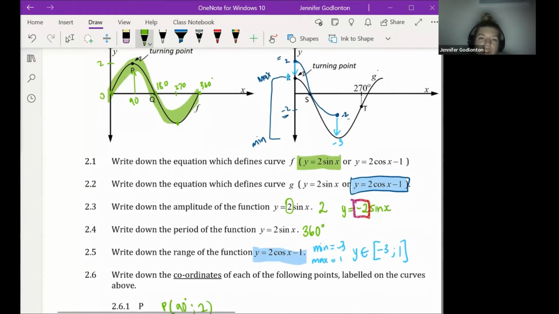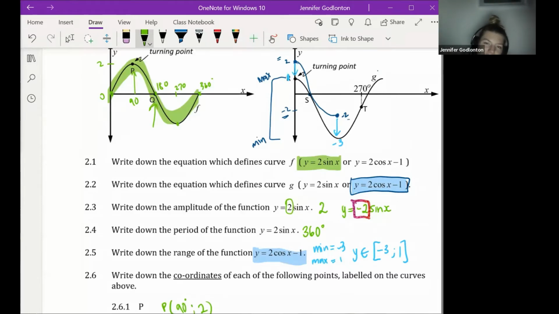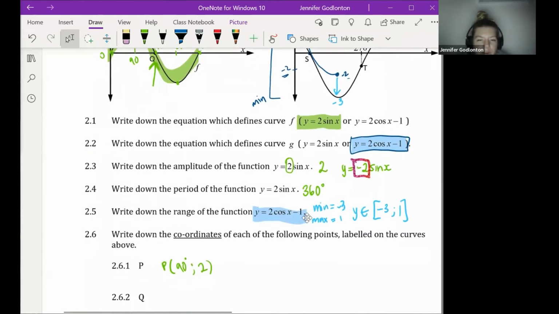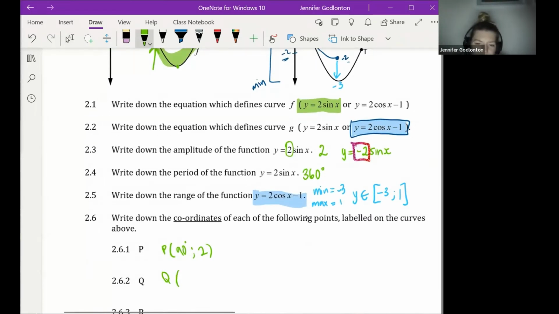Next, the coordinates of Q. That one's nice and easy. What are my coordinates of Q? Careful, always x before y. Good, well done, guys. Q would be 180 degrees and 0. Remember, keep it in those brackets because it's coordinates.